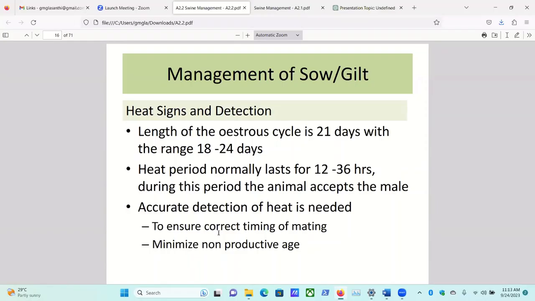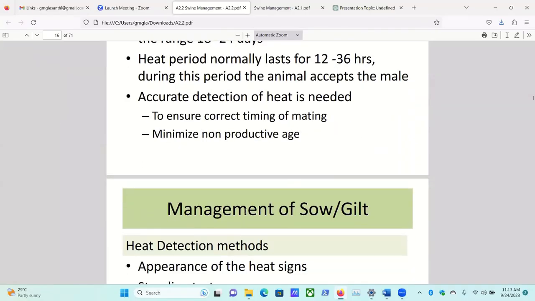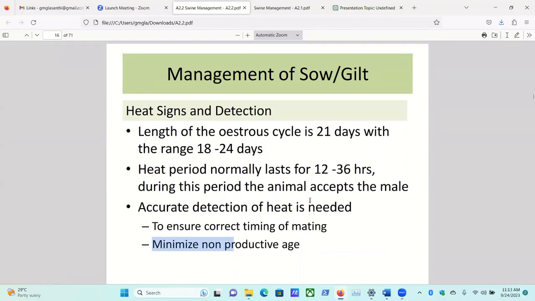Once the heat is missed, we have to wait another 21 days to arrange breeding in the next heat. That's why accurate heat detection is essential to ensure correct timing of mating and to minimize non-productive age. Non-productive age means the time period in which the animal doesn't provide any pigling.